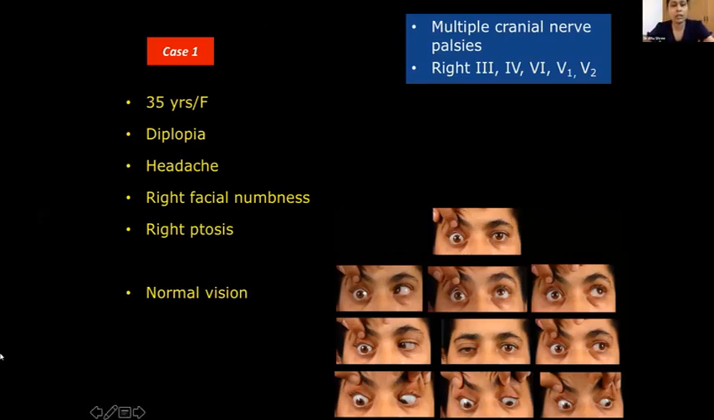So case one is a 35-year-old lady who presented with multiple cranial nerve palsies. She had right third, fourth, sixth, the ophthalmic as well as maxillary division of the trigeminal nerve, and she had normal vision. The point here to note is that she had normal vision.